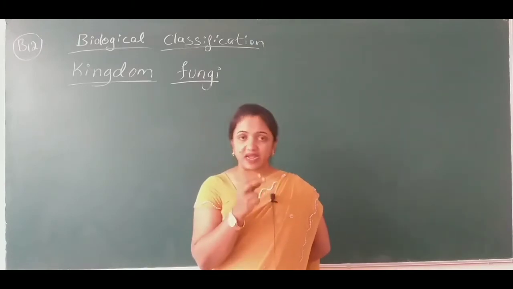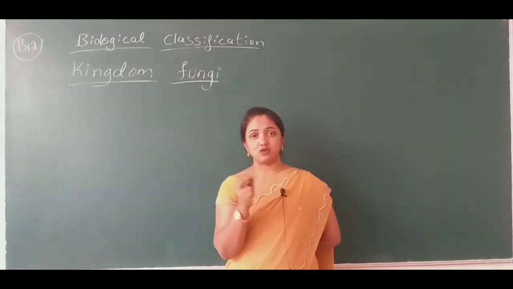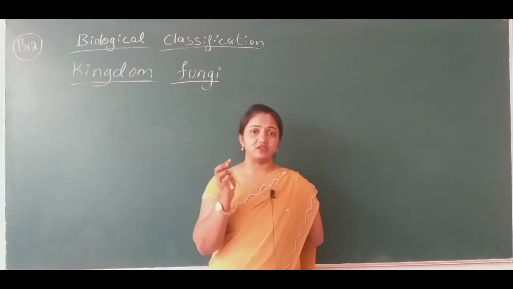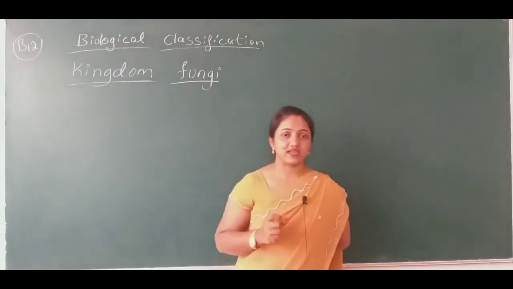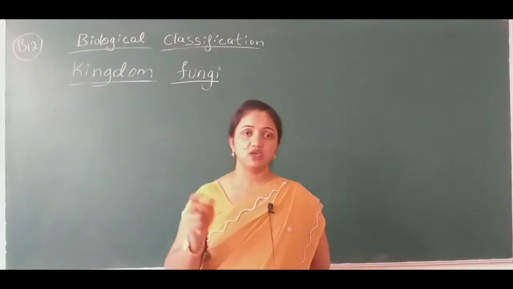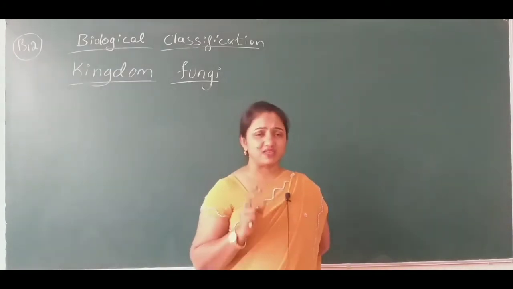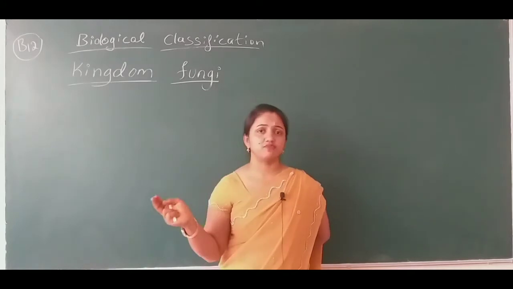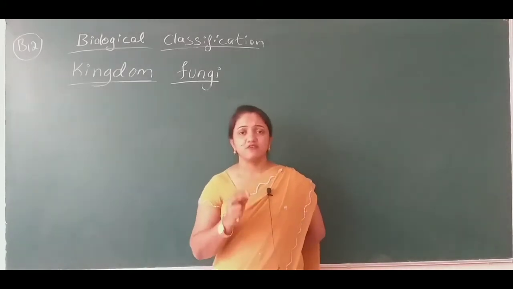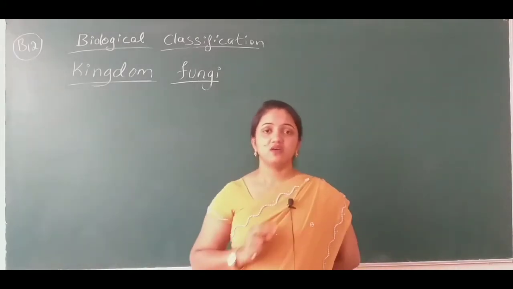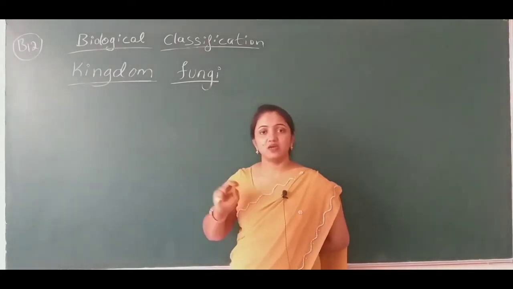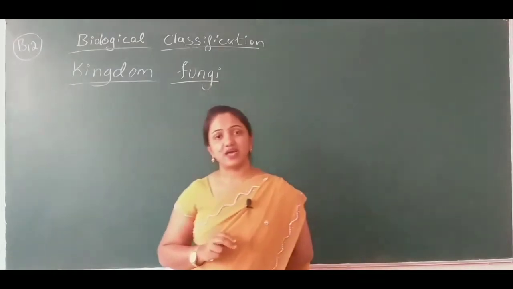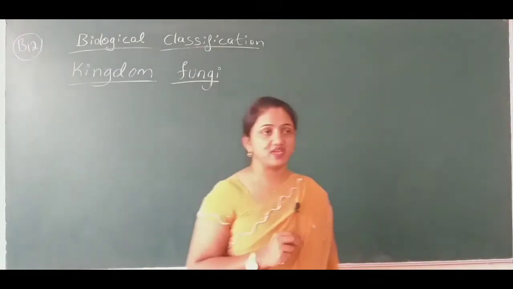Maybe bacteria also grow on the bread molds and rotten fruits. By studying the characters of that organism, we can come to know that the most common organism growing on bread mold and rotten fruits are fungi. Okay, so we'll start studying the habitat of kingdom Fungi.